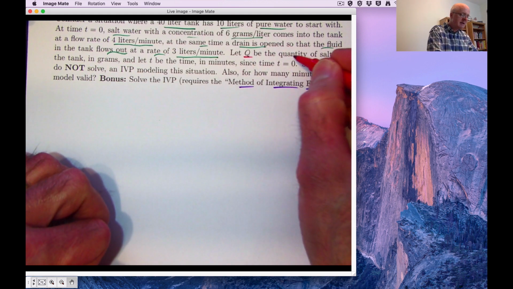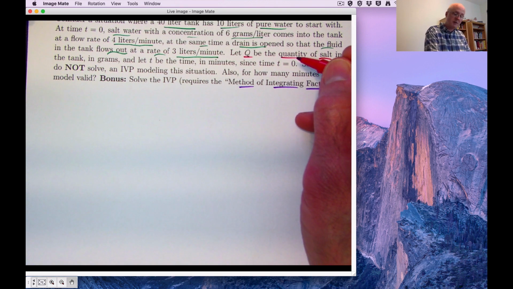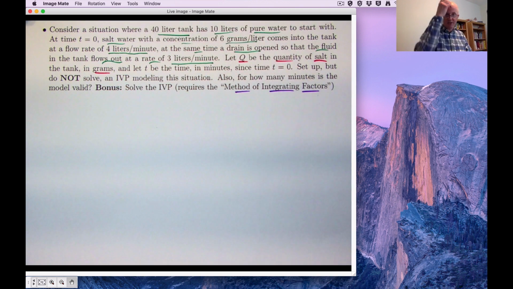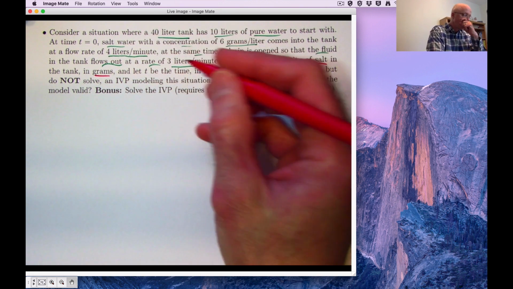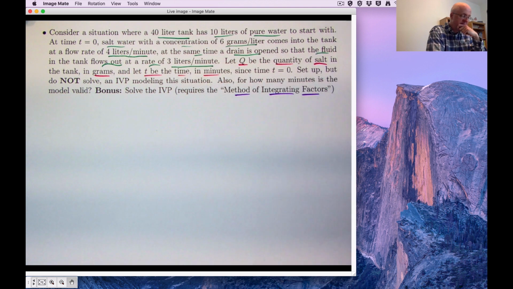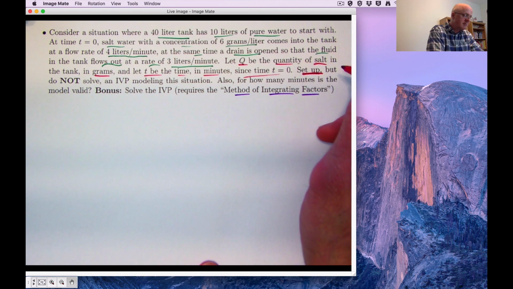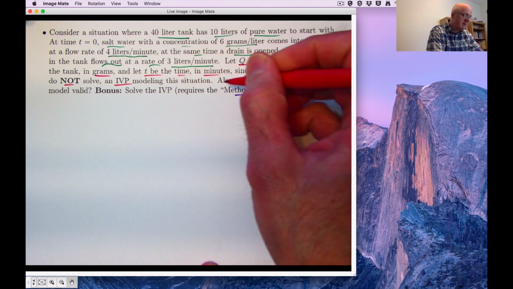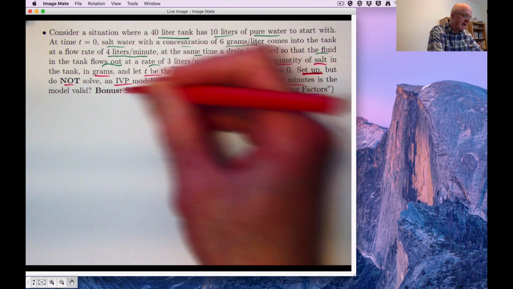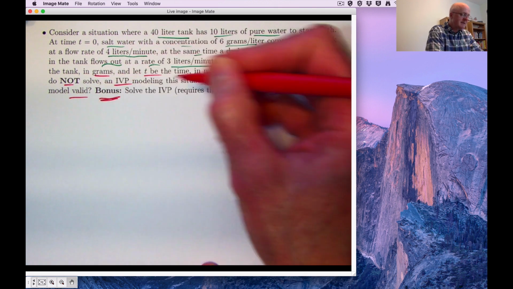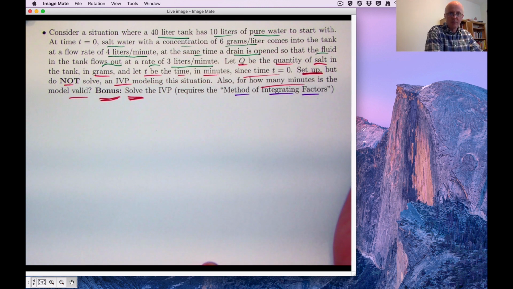Let Q be the quantity of salt in the tank, not the amount of water, but the quantity of salt. It would make most sense to be in grams because the concentration is grams per liter. And let T be time in minutes since t equals 0. For Calc 2, I told my students to set up, but do not solve an IVP modeling the situation and say for how many minutes it's valid. The bonus says solve. I will do both. But my Calc 2 students, you wouldn't have to do the bonus. But once again, if I gave you the answer, you should be able to verify that's the solution.